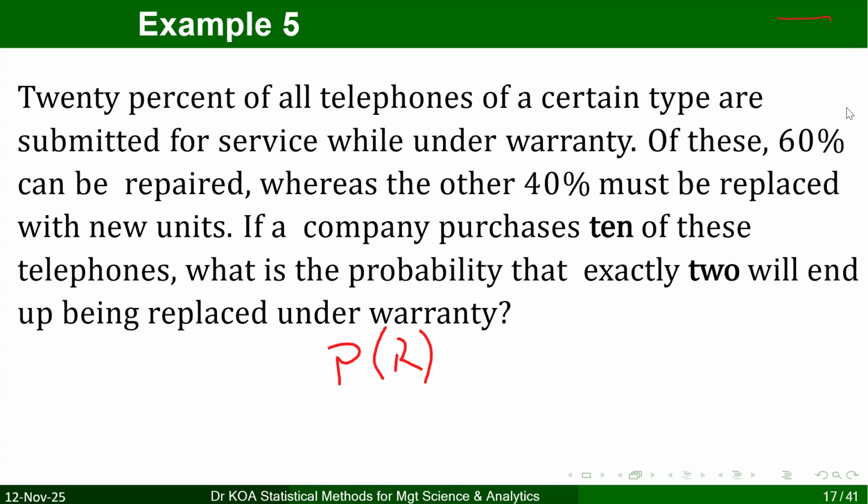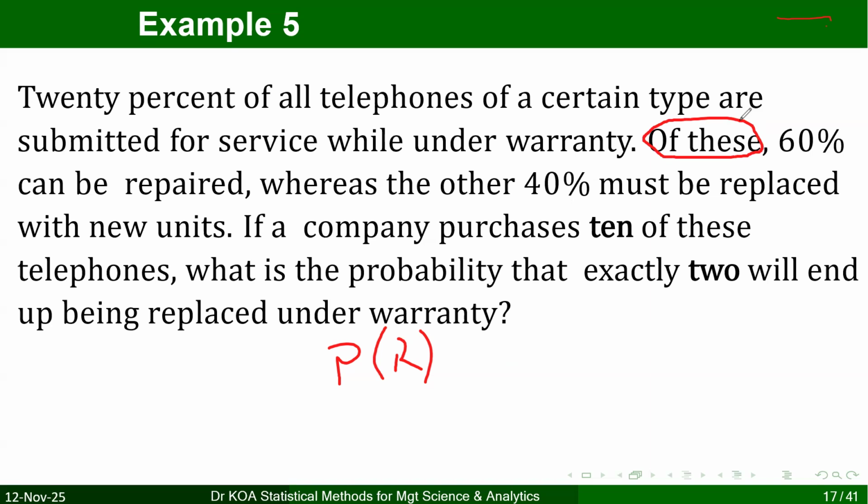But watch it very carefully. The probability that the phone is going to be replaced is going to be the probability that a phone is submitted times the conditional probability that it's replaced. Look at why. It says that of these, what is that of these? The 20%. Yes, the previous sentence. The 20% of the telephones that are submitted for service. Okay. So out of that 20%, 60% can be repaired, 40 replaced.